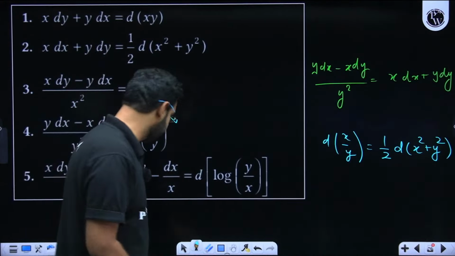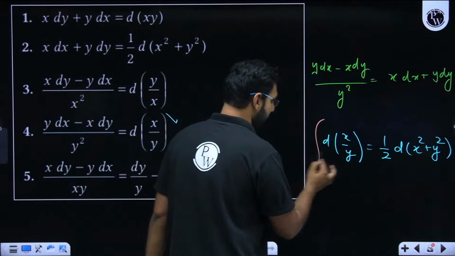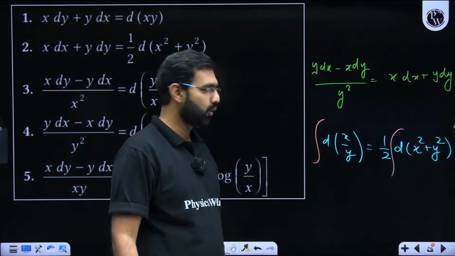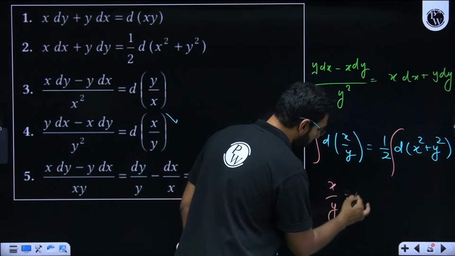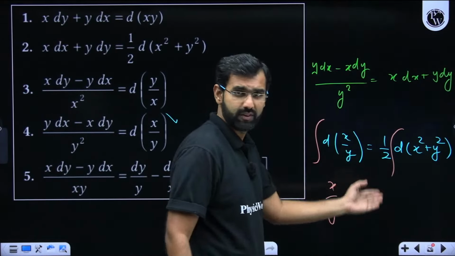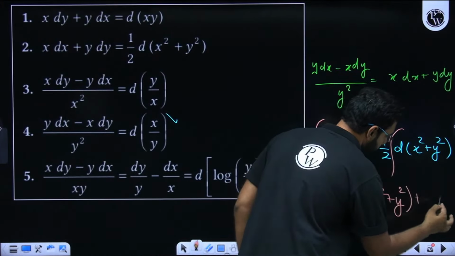So if you remember this exact differential equation based formula, you apply integration on both sides. And we know integration of d of x upon y is x upon y. 1 by 2 stays like that. Integration of d of x square plus y square is x square plus y square, and plus c you put as your final answer.